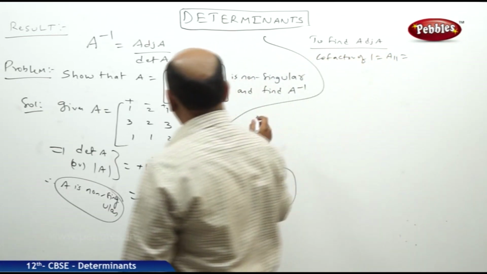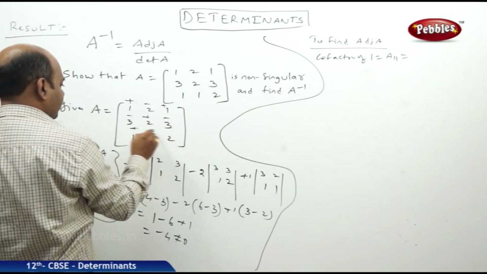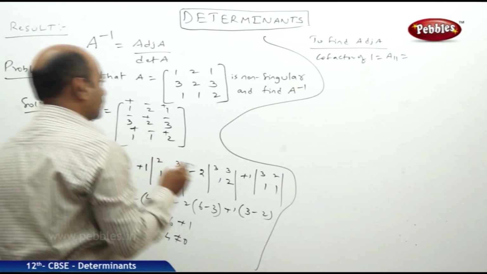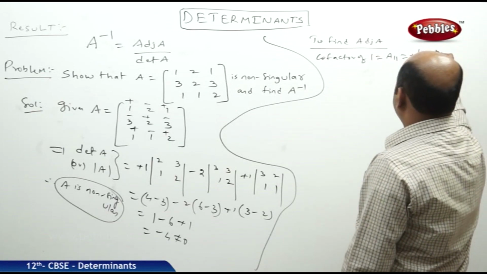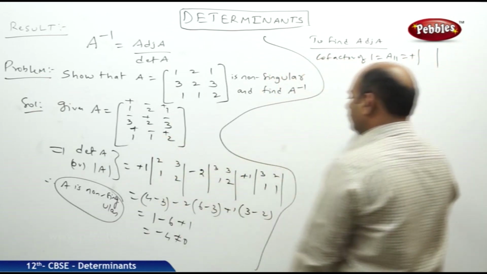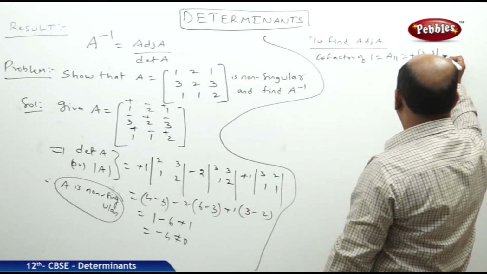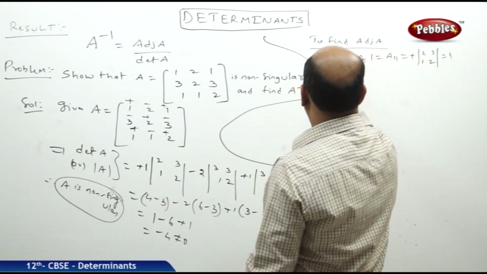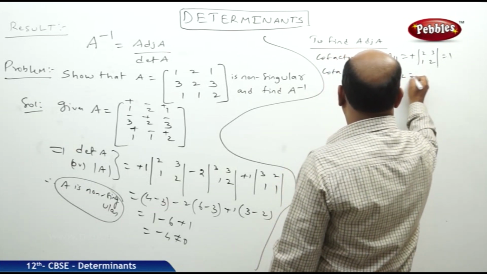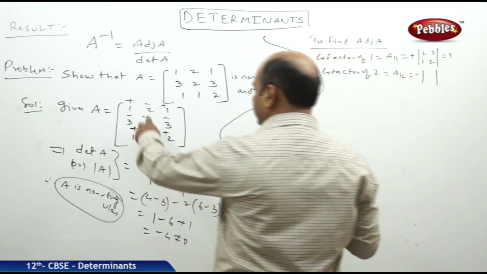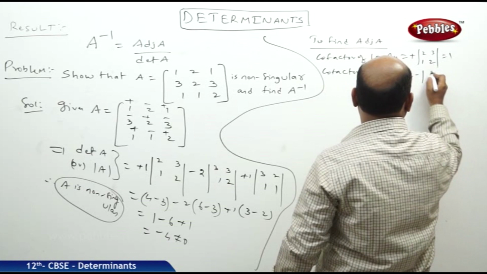Here I will be writing the symbols: plus minus plus, minus plus minus, plus minus plus. So every time I don't want to write that particular thing. So plus into its minor. Its minor means 2 3 1 2. Just now we have done 2 3 1 2, it is 1. And cofactor of 2, that is A12, that is equal to minus into its minor. Minus into its minor means 3 3 1 2.